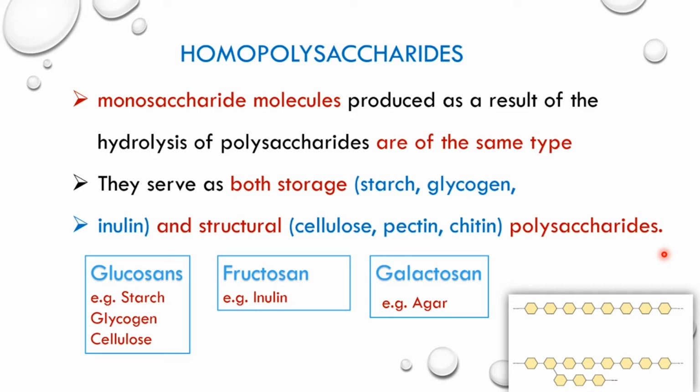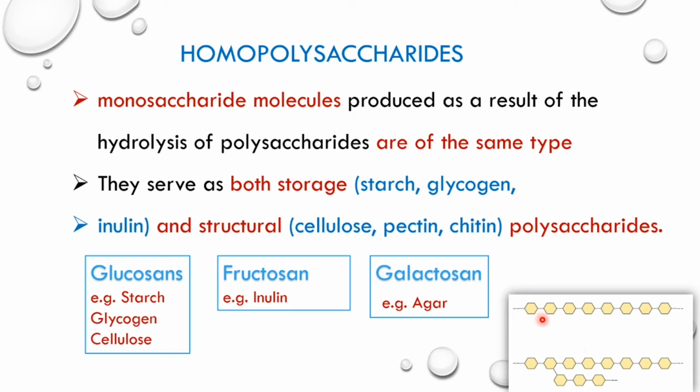Let us go to the homopolysaccharides, one of the major classes of polysaccharides. If the monosaccharide molecules produced as the result of hydrolysis of a polysaccharide are of the same type, then it is called a homopolysaccharide. That is, the homopolysaccharide contains the same type of monosaccharide molecules. They serve both storage and structural functions. The storage homopolysaccharides are starch, glycogen, inulin, and the polysaccharides which give structural function are cellulose, pectin, and chitin.